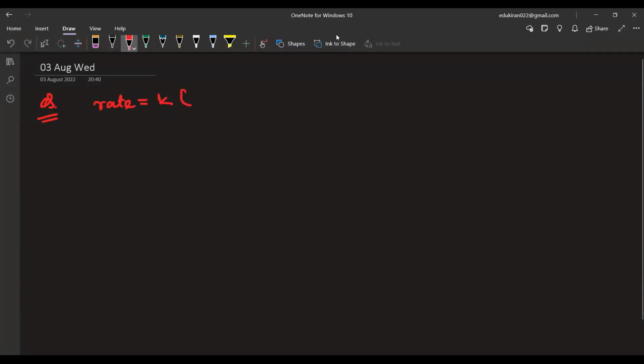Rate constant times NO2 negative. So which question are you doing? Okay. Third one, NO2 negative, I negative, and then we have H plus squared, right? This is the rate equation.